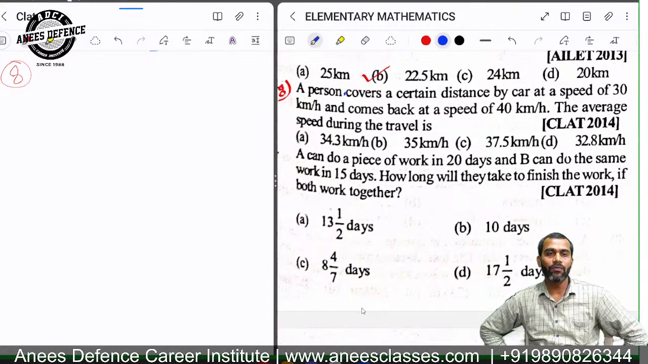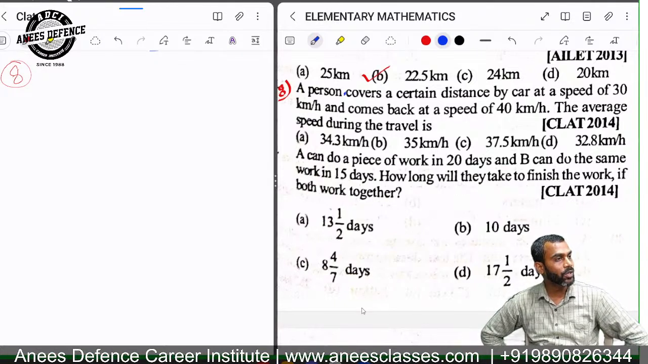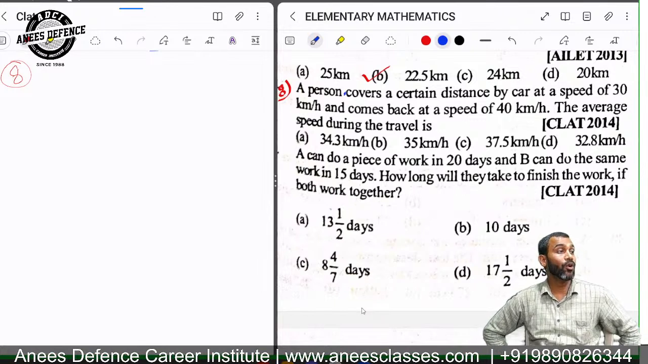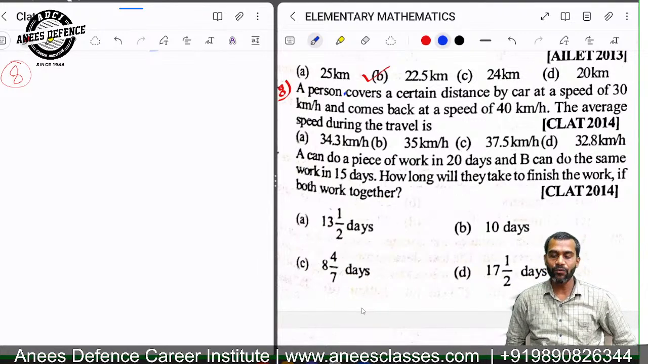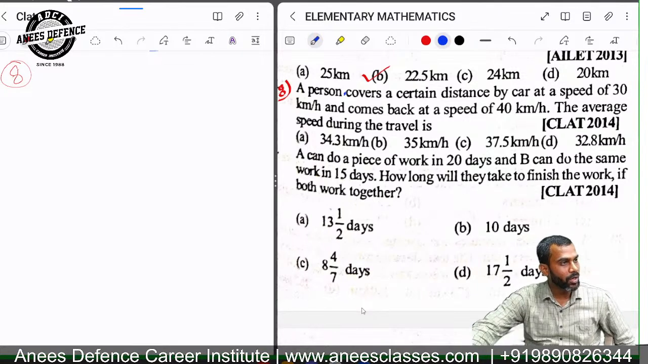But if I'm going with the speed of 30 kilometers per hour and coming back at the speed of 40 kilometers per hour, what is the formula you need to apply? 2ab upon a plus b, the direct formula. Purva, are you getting? Shall I derive that formula?